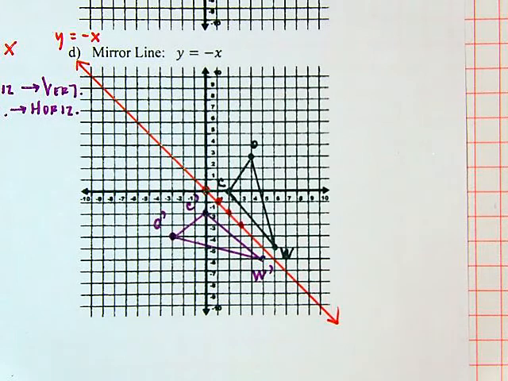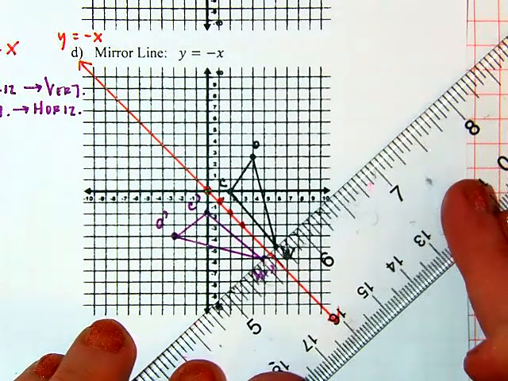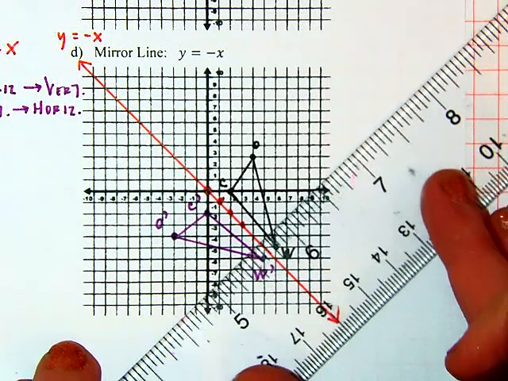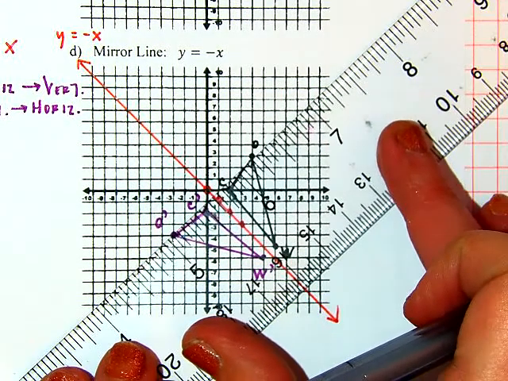And it does, right? It looks beautiful. So if I connect the W's, for example, again, I can see that they're running perpendicular with the mirror line. Same with the C's and same with the O's.